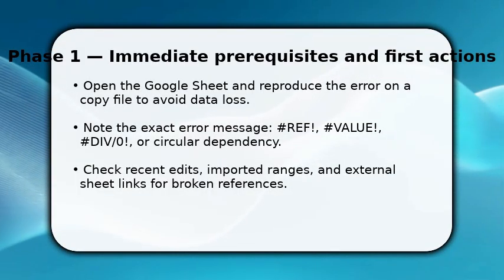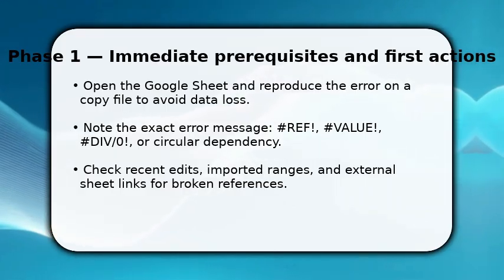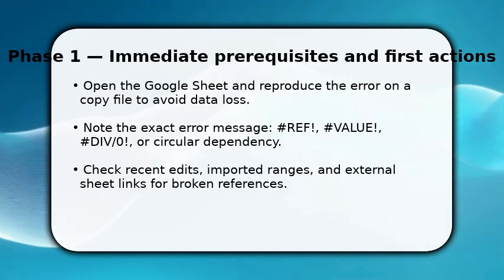You start by working on a copy so live data stays safe. Recreate the issue and read the exact error text. That tells you the failure mode. Once done, inspect formulas with the error and use Show Formula or Control+ to reveal what's referenced.